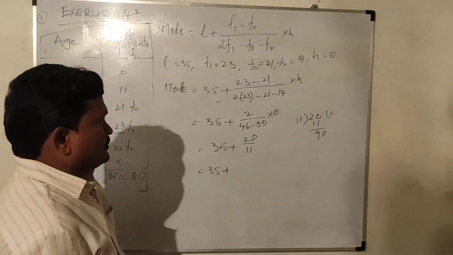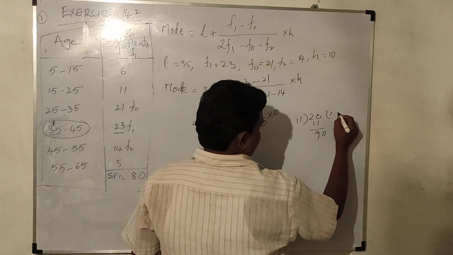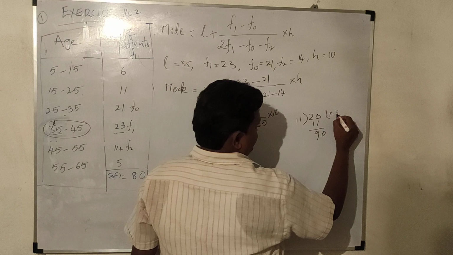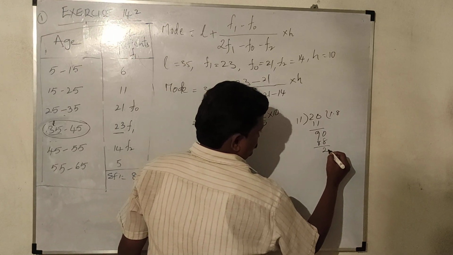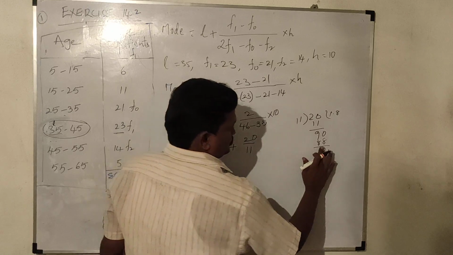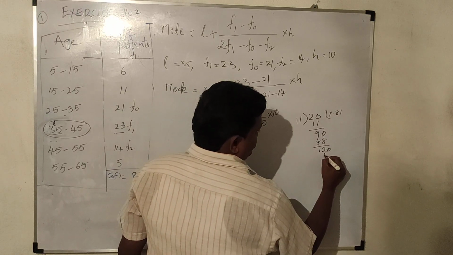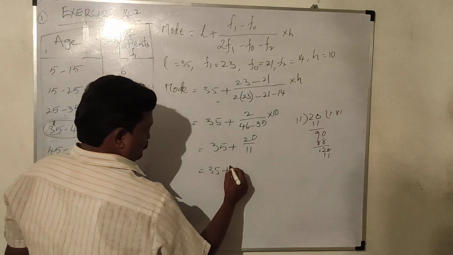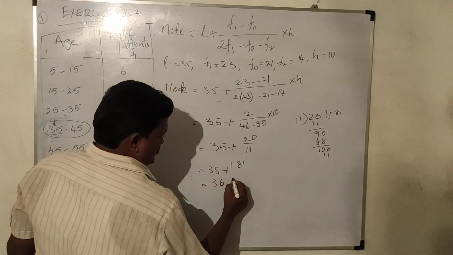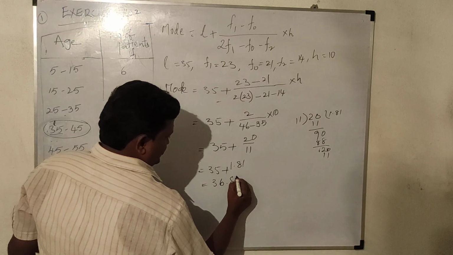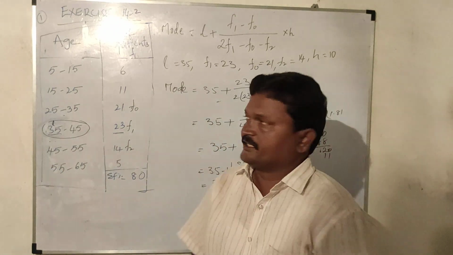11 ones are 11, remainder 9. Then 0 after the decimal, 11 ones are 11, 11 eights are 88, so 2 point. So 1.81. So this is 36.81. So this is the mode for this given data.